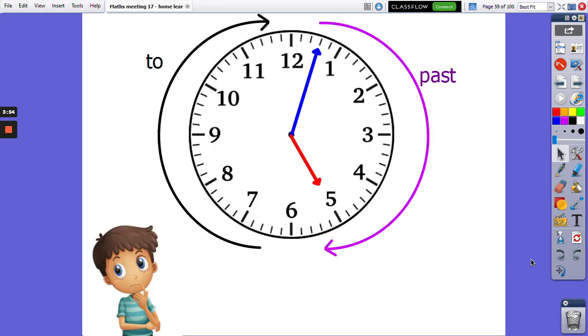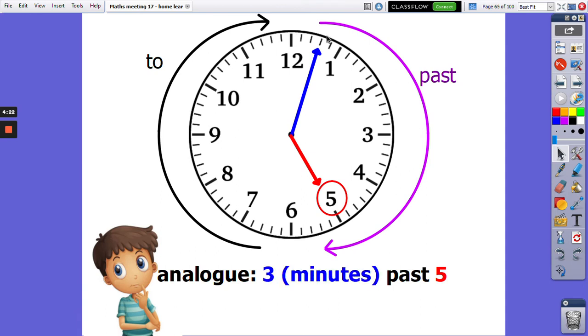Okay, time now. Have a look at the clock face. Are we going to or past? You can write your time in analog, in digital, or you can challenge yourself and do both. Okay, let's make a start in analog now, shall we? Well, we're going past because our minute hand is on the right side of the clock face. So going past, and what have we gone past? The 5. How many minutes have we gone past the 5? 1, 2, 3. 3 minutes past the 5, or 3 minutes past 5.